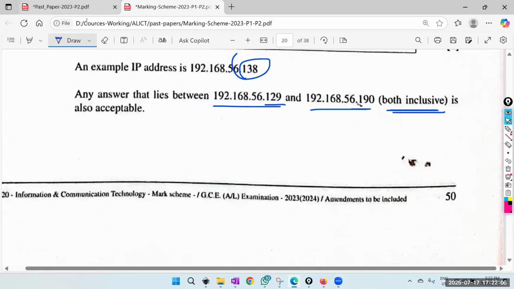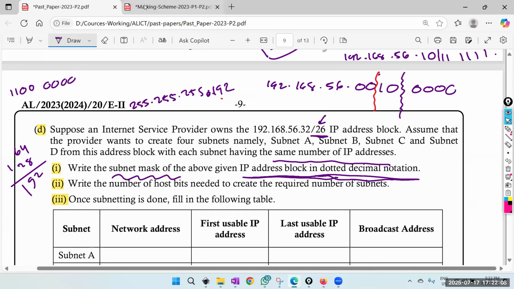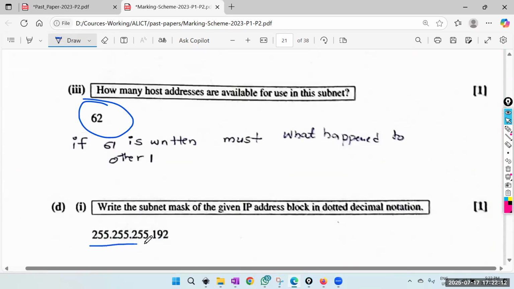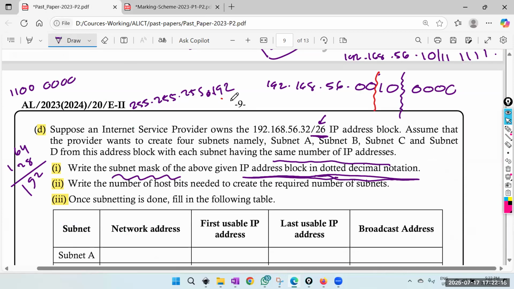That is D, right? Yeah, D. Yeah, 255.255.255.192. Right, 192, because slash 26 means 8 ones, 8 ones, 8 ones, then 2 ones and 6 zeros. 2 ones and 6 zeros is 192. Is it clear?